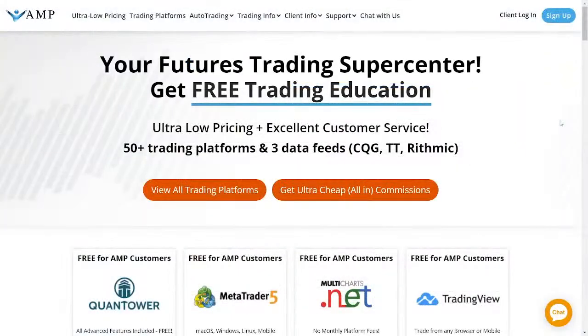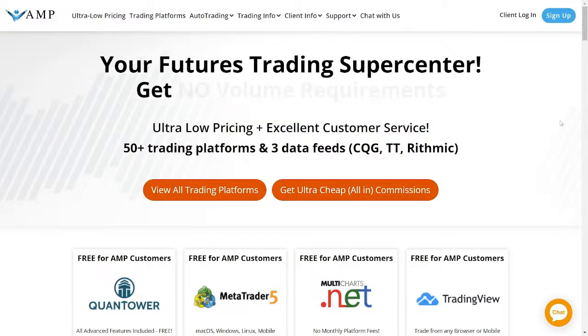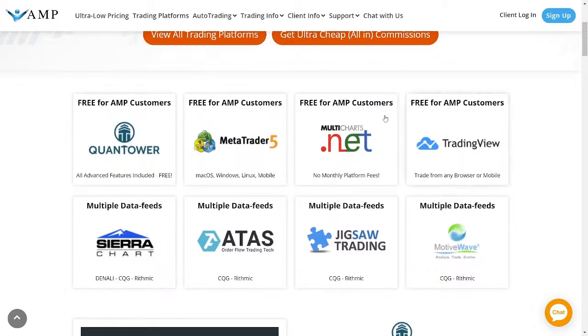And lastly, here we have AMP. AMP is not a trading platform. They are just a broker. The trading platforms that they support integration with are listed right here. You can see that if you are really interested in trading with MetaTrader, they are one of the only ones I know of that does have an integration with MetaTrader 5.